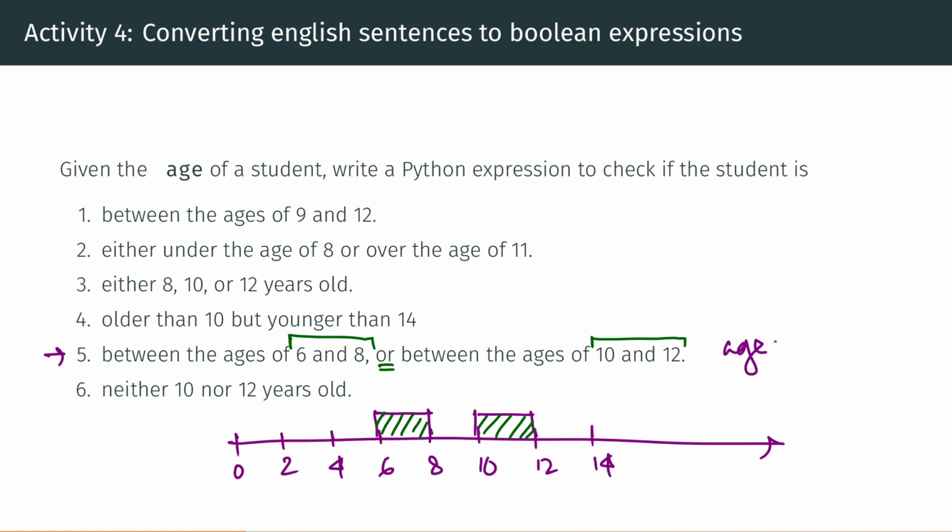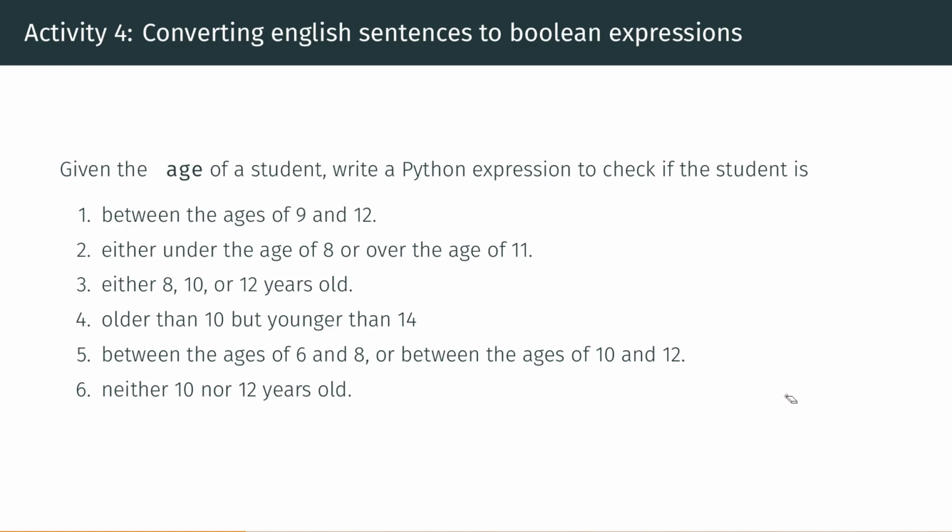Age between 6 and 8, right? Age is greater than or equal to 6 and age less than or equal to 8. Or let me clear the screen, or let's do this. So this is between 6 and 8: age greater than or equal to 6 and age less than or equal to 8, right? That's age between 6 and 8.